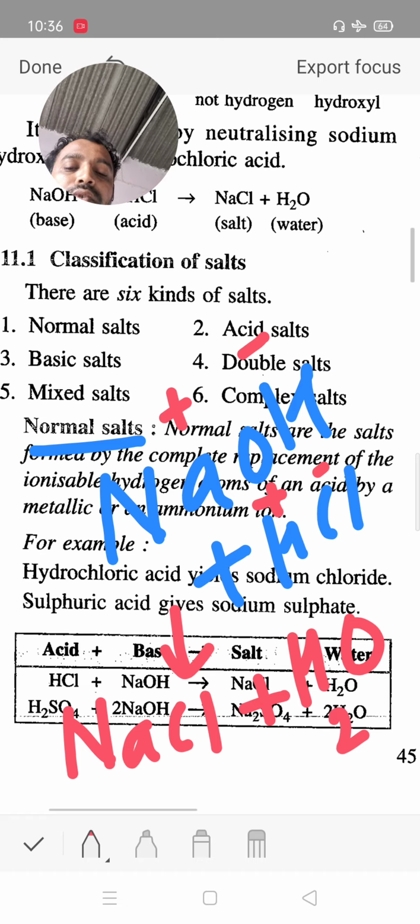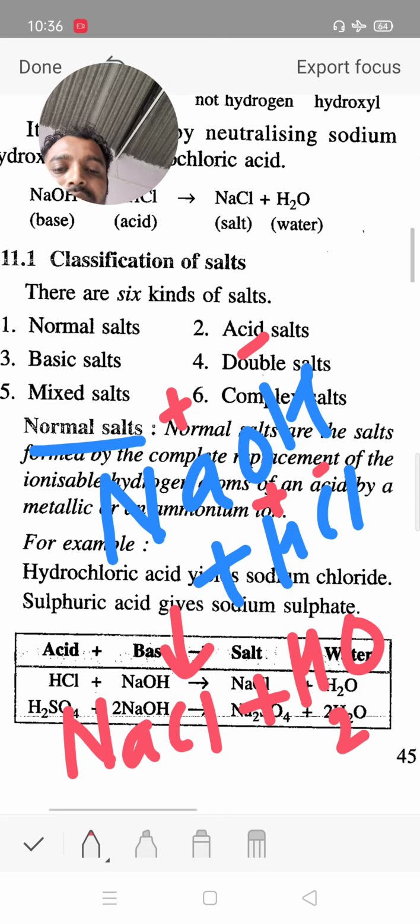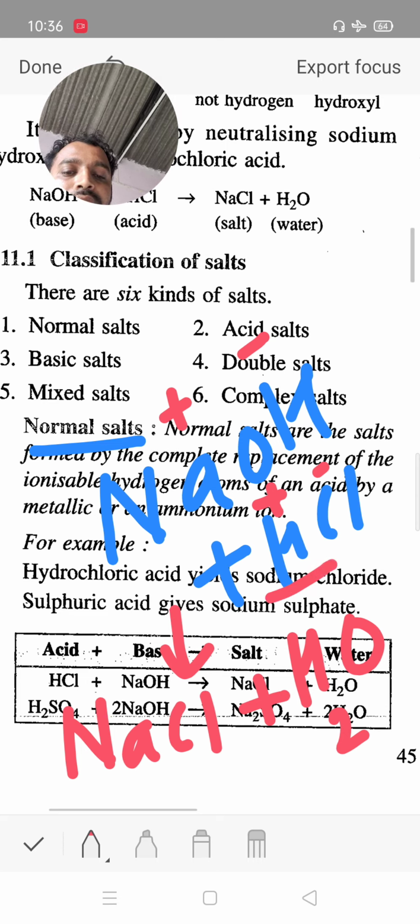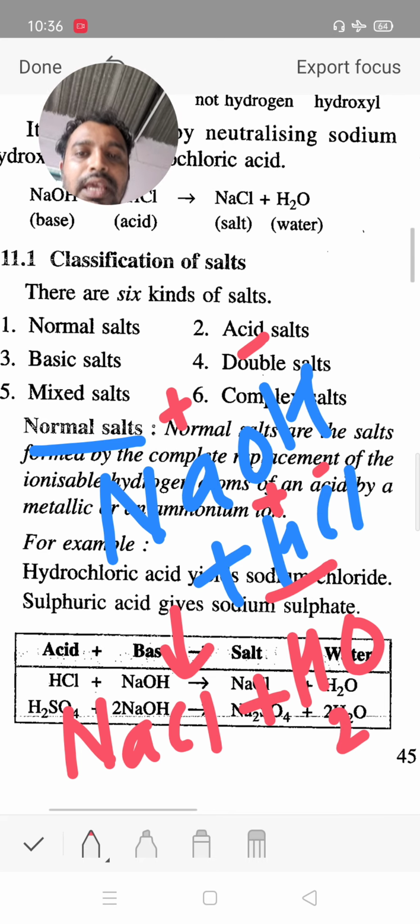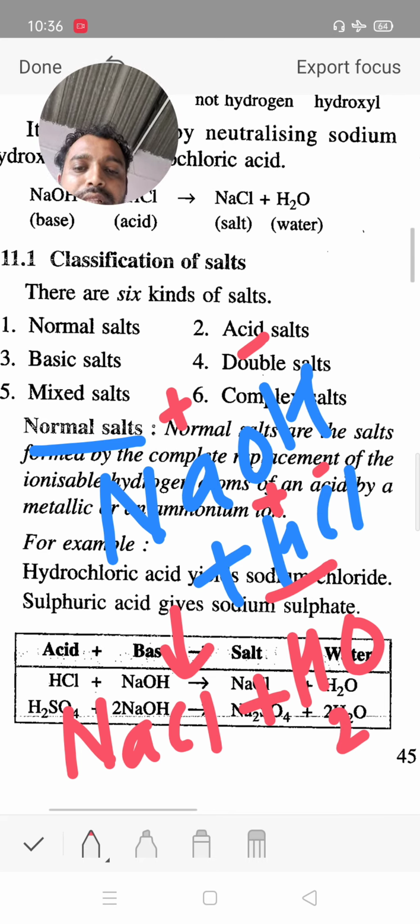This normal salt is formed by complete displacement of the ionizable hydrogen atom of the acid by a metallic or ammonium ion, then it is known as a normal salt. NaCl is an example of normal salt.